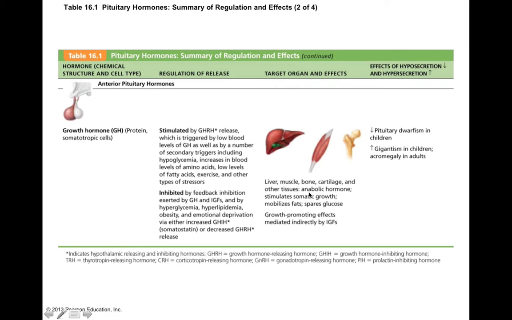Now if you guys remember, going back to chapter 2, we talked about metabolism, and one of the forms of metabolism was anabolism, where anabolic reactions build up molecules. So if you're building up molecules, you're going to make larger and larger tissues. So the effect of growth hormone is it causes things like your musculoskeletal system to get much larger.